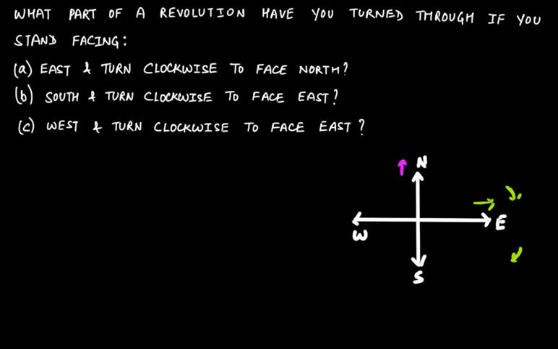We know that if we move by one right angle, then we have turned through 1 by 4 revolution. If we turn through 2 right angles, it means that we have turned through 1 by 2 revolutions. If we turn through 3 right angles, it means that we have turned through 3 by 4 revolution. And if we turn through 4 right angles, it means that we have taken 1 complete revolution.